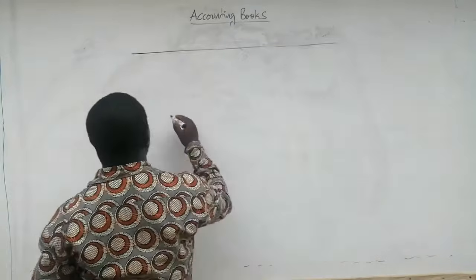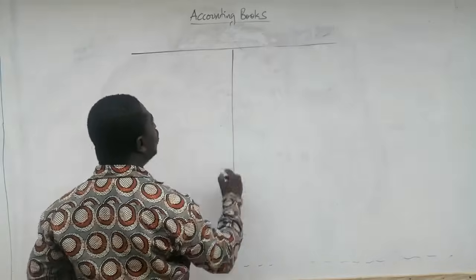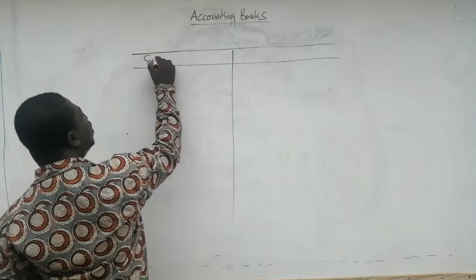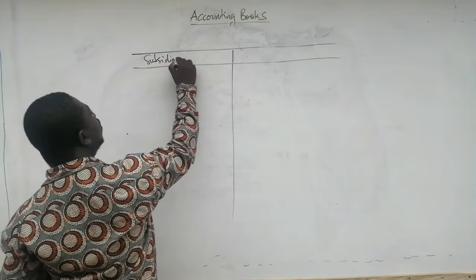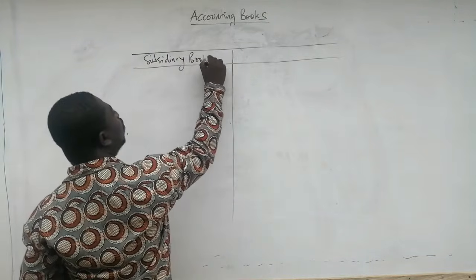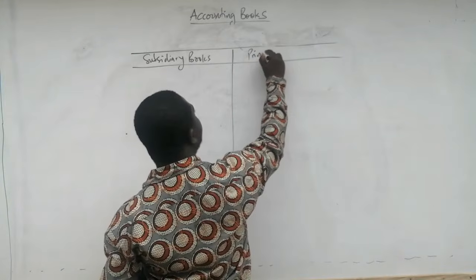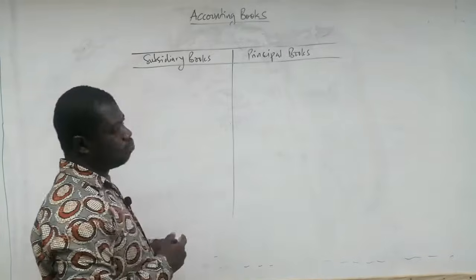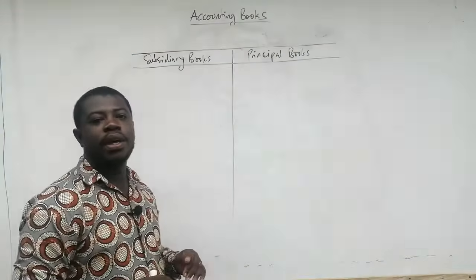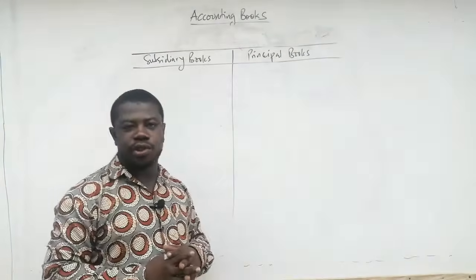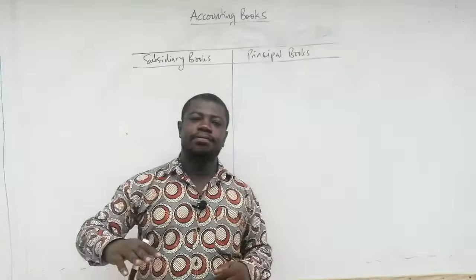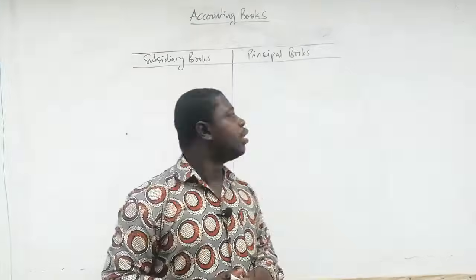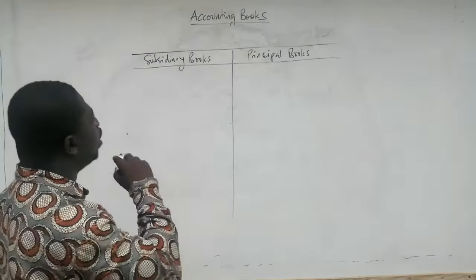Okay, so this is what I'll do. I'll just draw a table like this: subsidiary books, and then I'll call this column principal books. There are 6 subsidiary books, and then there are 2 principal books in general. So what we are going to do is list them.